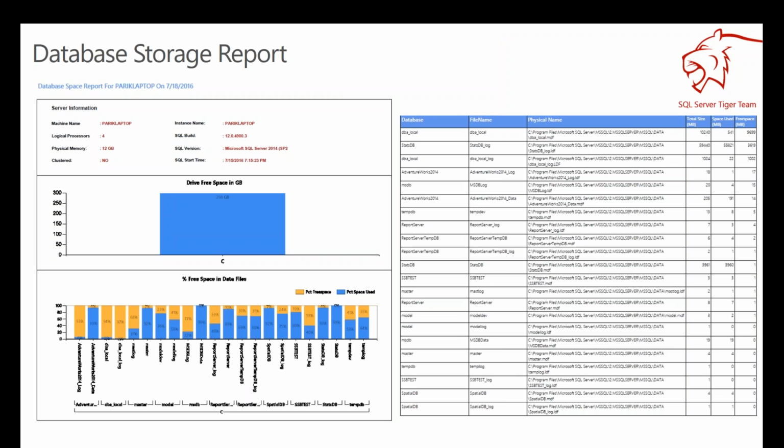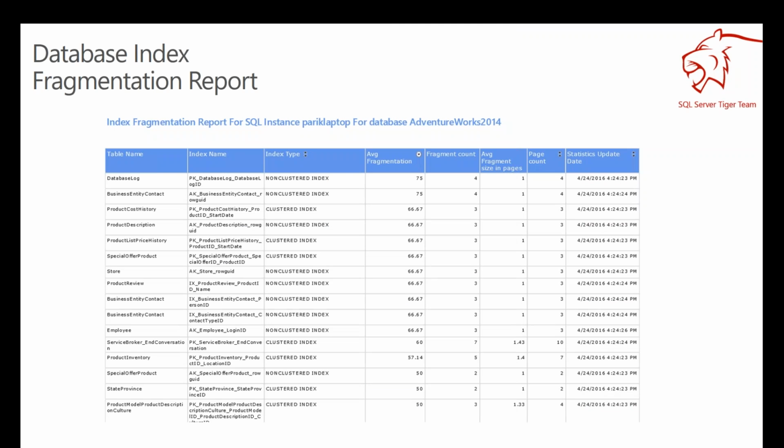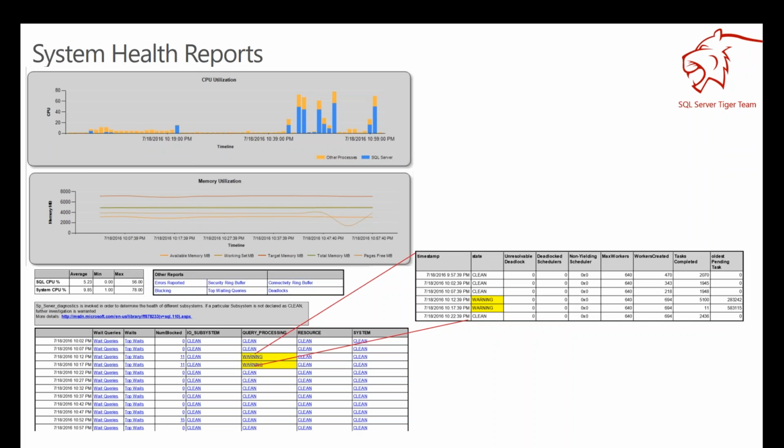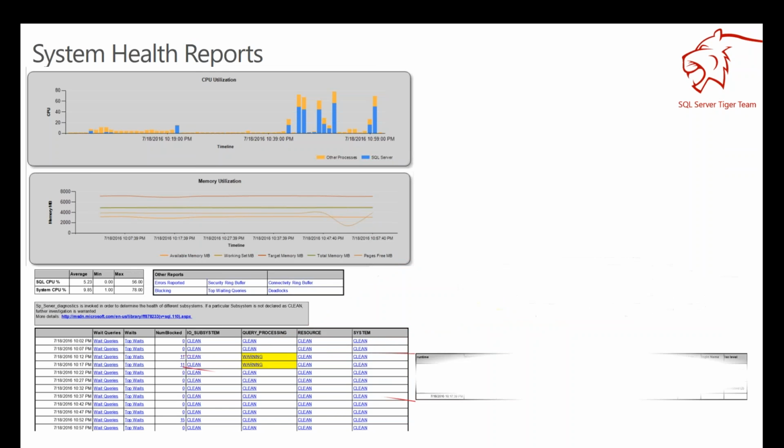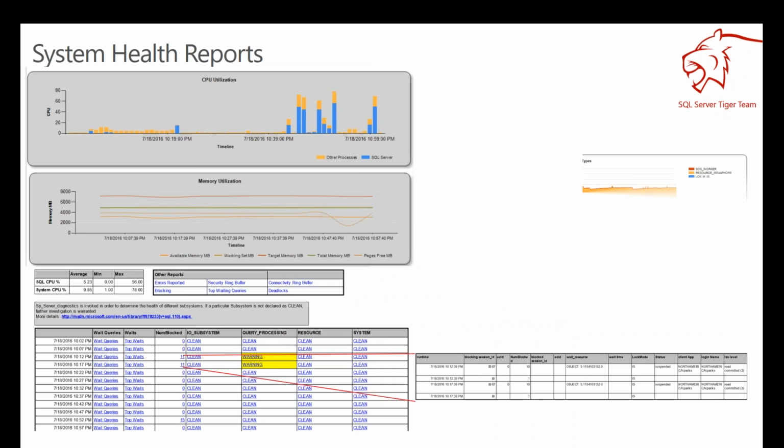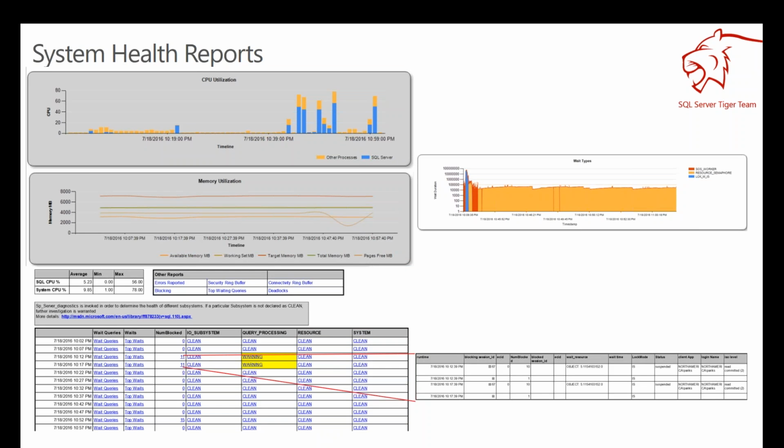This is the storage report wherein you can see the storage details. I think we already talked about it. This is the index fragmentation report, which will let you connect to any database and show you the indexes which are fragmented. This is the system health report, where for a given point in time you can drill down and further see what was going on, if there is any warning sign, what is the problem there. I think we already demoed this, so I'm going through it quickly.